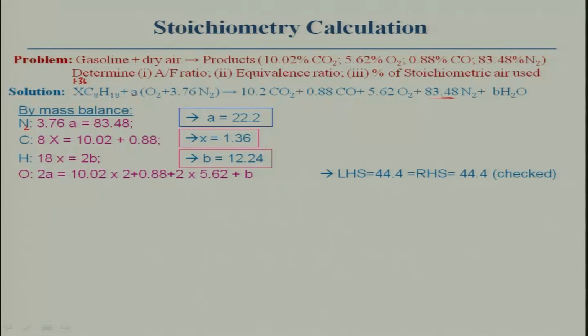1.36 moles of C8H18 reacting with 22 moles of air, giving the products 10.2 carbon dioxide, 0.88 carbon monoxide, 5.62 oxygen, and of course 8.48 nitrogen, and B is 12.24 water. Now what will we have to do? B is basically 12.24 and A, if you look at this example, is 22.2.